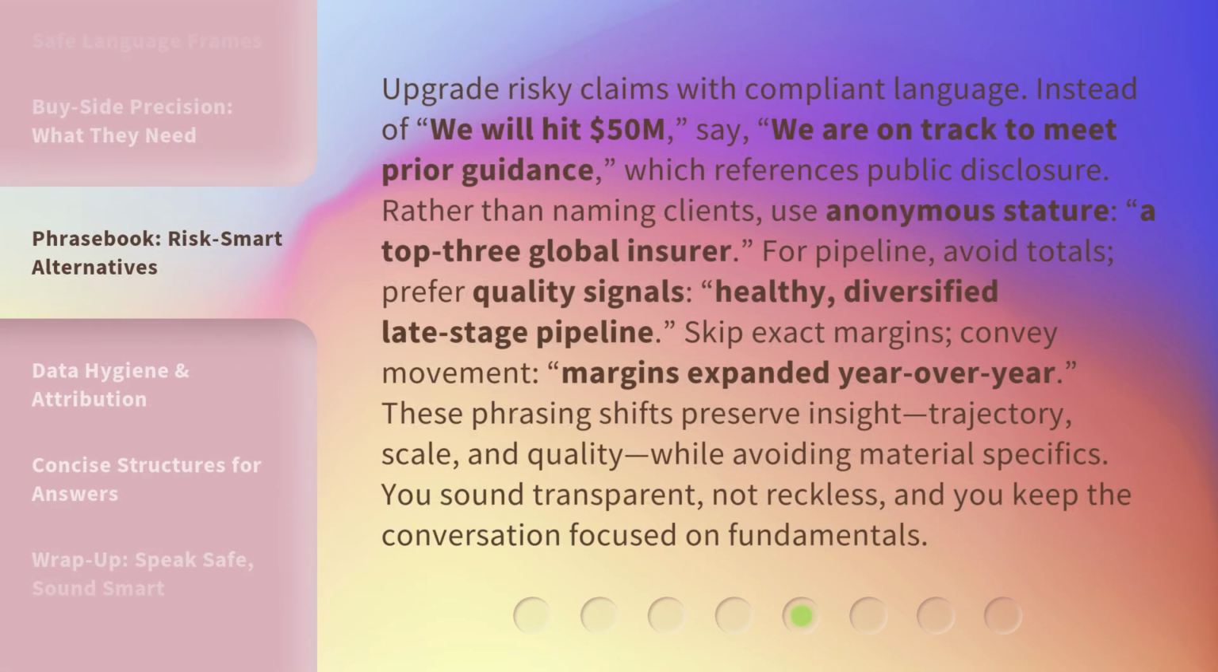Upgrade risky claims with compliant language. Instead of "we will hit $50 million," say, "we are on track to meet prior guidance," which references public disclosure. Rather than naming clients, use anonymous stature: a top 3 global insurer.